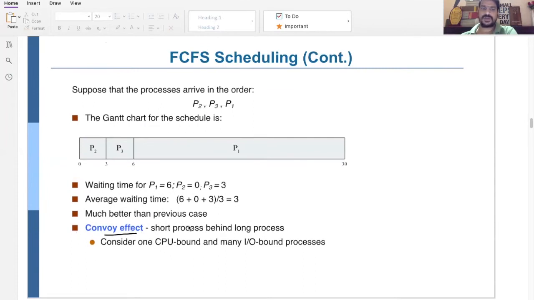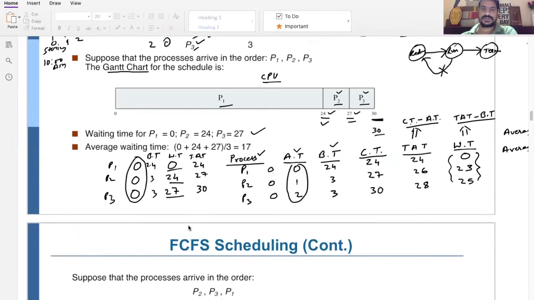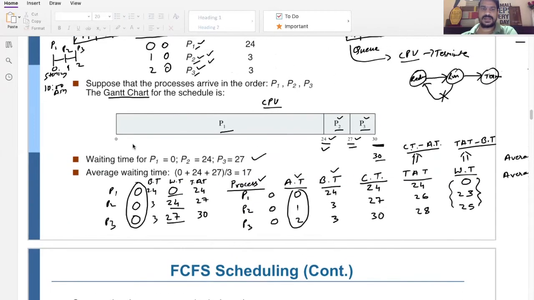The Convoy Effect is telling us that if a bigger program comes into the system, the smaller programs have to wait for a longer period of time. So to reduce that type of problem, another algorithm has shown up, which is called shortest job first.